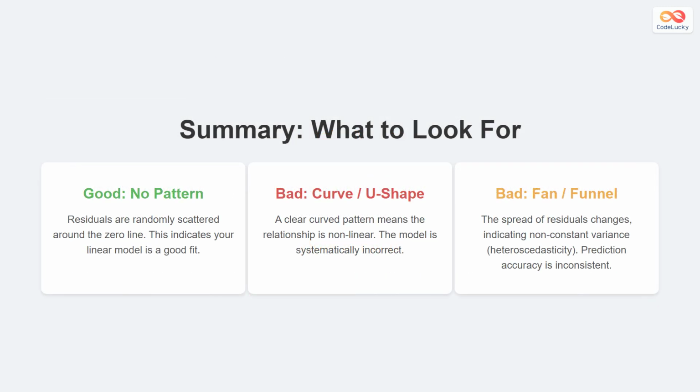To quickly recap, a good residual plot shows no pattern at all, just random scatter. A bad plot might show a U-shaped curve, which points to a nonlinear relationship. Another bad sign is a fan or funnel shape, which indicates that the error variance is not constant.